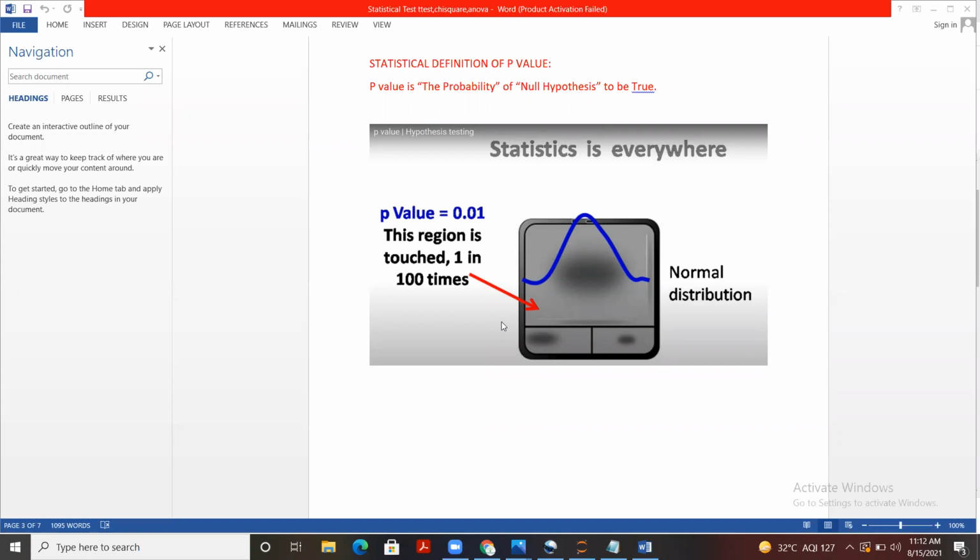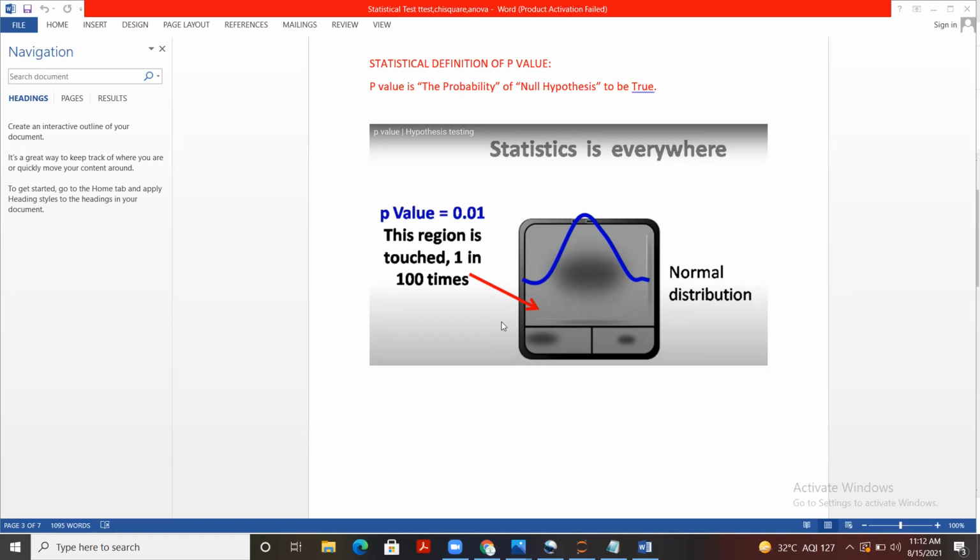To understand what the null hypothesis, the alternate hypothesis, and a hypothesis are, please go through the previous videos that I've already uploaded so that you can connect with this. Today we are going to talk about what exactly the p-value is, and I'll describe how we choose different statistical tests to perform hypothesis testing.